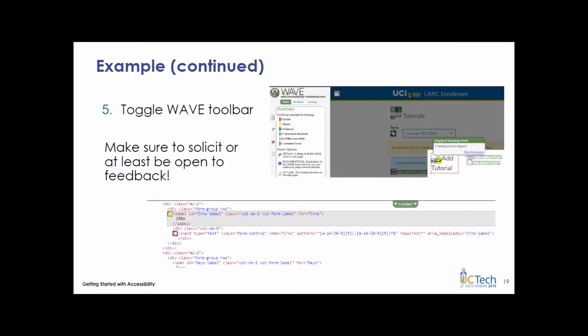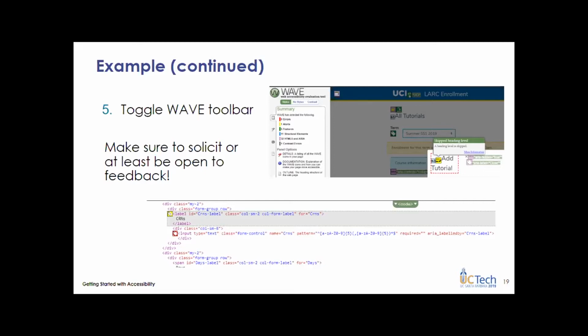And then finally, I have the Wave toolbar installed. Siteimprove also has a toolbar. It's pretty similar. We just ended up going with Wave. But you toggle it on and off for pages, and it will highlight anything that has problems. In this example, there's a modal on the page. You have to make sure you open the modal and toggle the toolbar on and off with the modal open or closed. And then, yeah, that's just an example of going through. Make sure to solicit feedback from other people or be open to suggestions that people have.